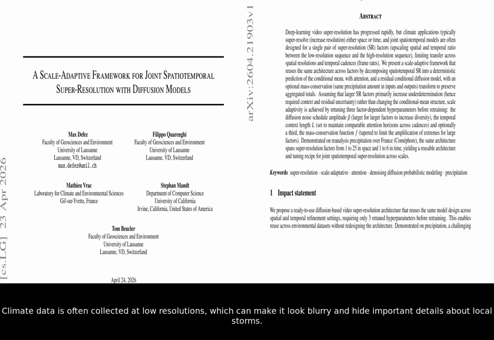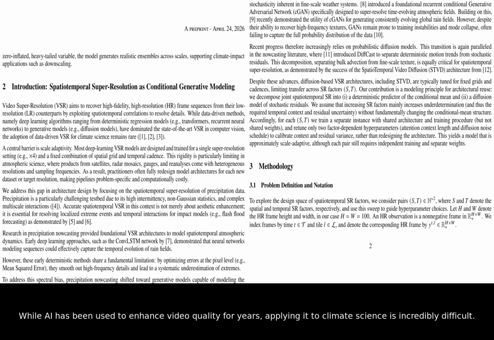Today we are looking at a fascinating new way researchers are using artificial intelligence to sharpen our view of the world's weather. Climate data is often collected at low resolutions, which can make it look blurry and hide important details about local storms. While AI has been used to enhance video quality for years, applying it to climate science is incredibly difficult.